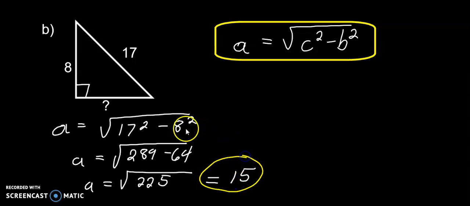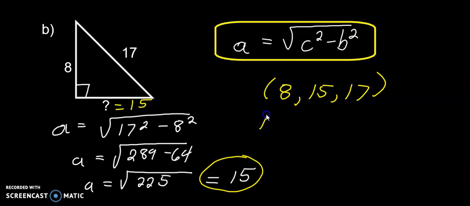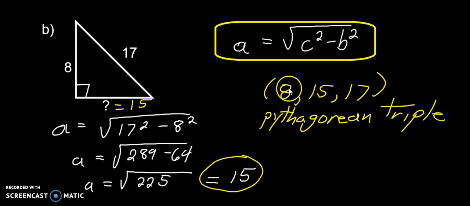And that also makes sense because 15 is less than 17. And remember, 17 is the hypotenuse, so it must be the longest side. So here we have another Pythagorean triple. 8, 15, and 17 make a Pythagorean triple. Those are three numbers that make up the sides of a right triangle.